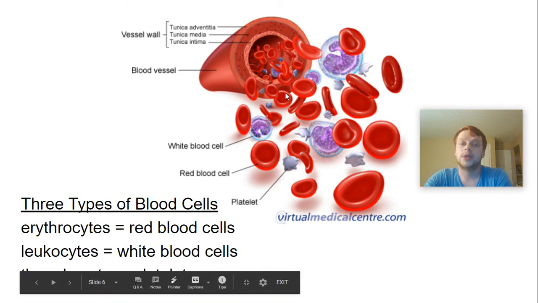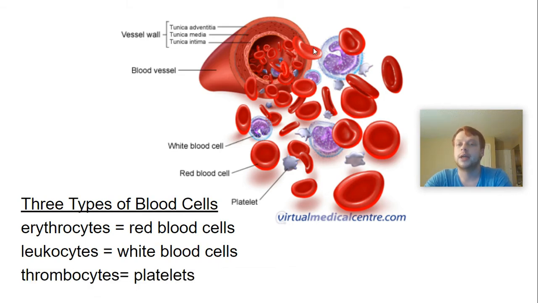So when we're looking at blood, there are three major categories of blood cells. You have the erythrocytes, those are the red blood cells. We all know them. We all love them. The leukocytes, which are your actual white blood cells, those are these right here. And then thrombocytes, which are the platelets, these little goopy looking ones.